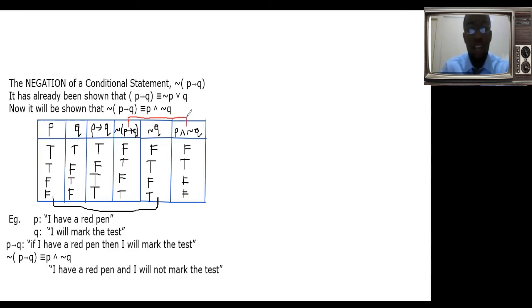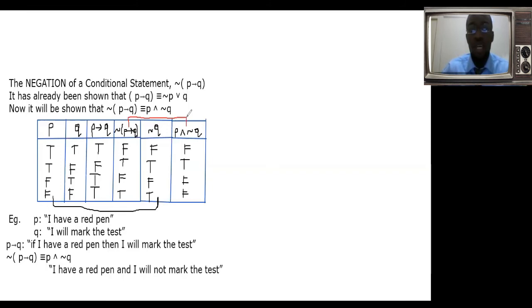So if I say, if I have a red pen, then I will mark the test, the opposite or the negation of that statement is: I have a red pen and I will not mark the test. So I'm just telling you point blank, I'm not marking the test if I have a red pen. So I have a red pen and I will not mark the test. That is the negation of P implies Q in this example.